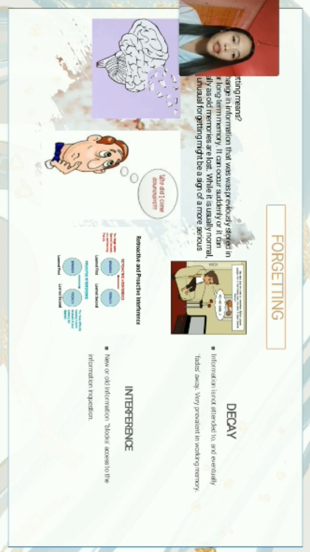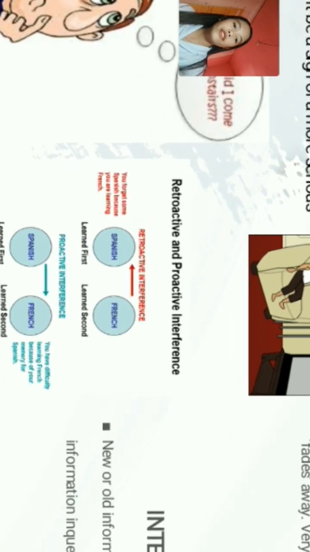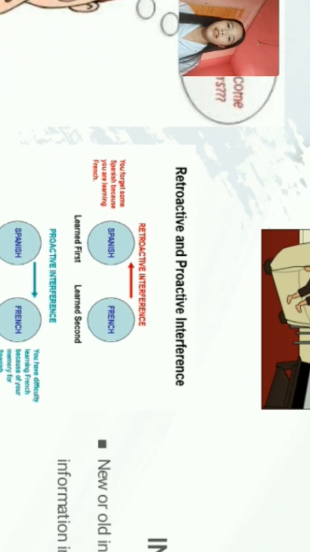We have retroactive and proactive interference. So when we say retroactive interference, for example, naglearn you start learning a language which is Spanish man na imong una gitun-an, and then sa second nagtuon na pud ka og French. So retroactive interference is you forgot some Spanish because you are learning French.